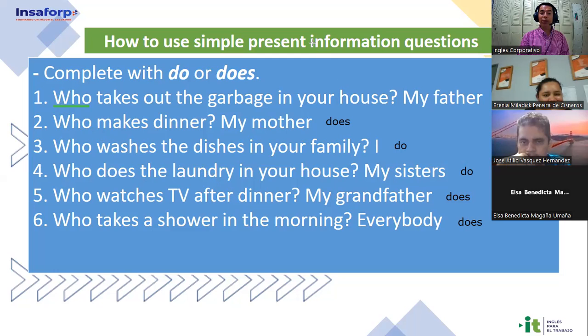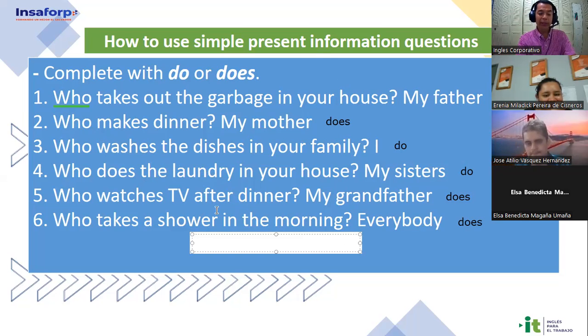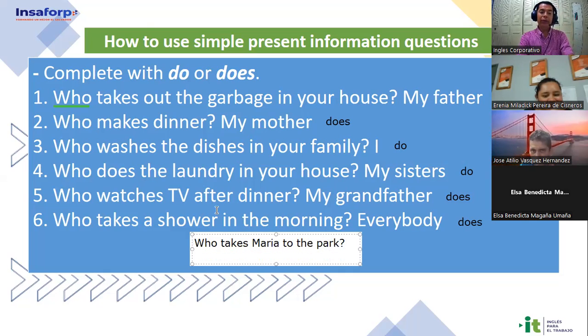Vamos a ver otro ejemplo, porque la basura no puede hacer nada. ¿Verdad? Es un objeto que no existe, pero podemos poner... Who takes, vamos a ver, who takes María, right? María to the park. ¿Quién lleva a María al parque, right? And then in the other could be, who does Pedro. Vamos haciéndole honor a Heidi aquí, ¿verdad? Who does Pedro take to the park?